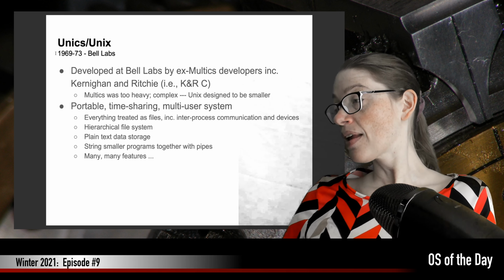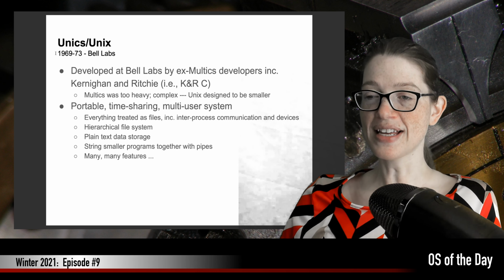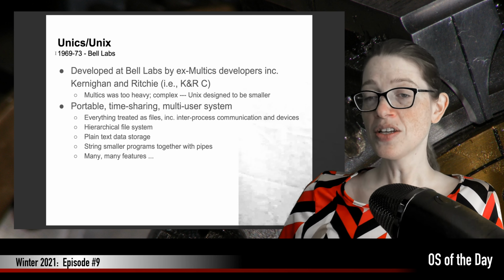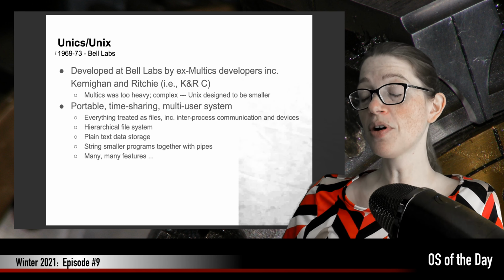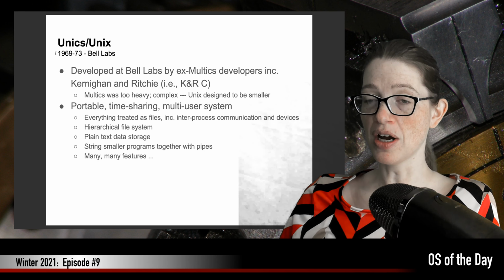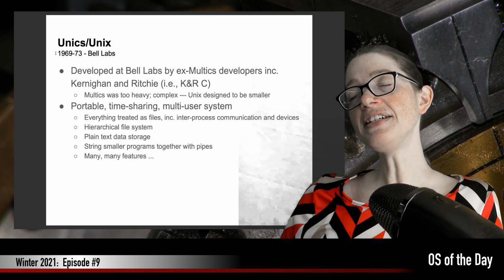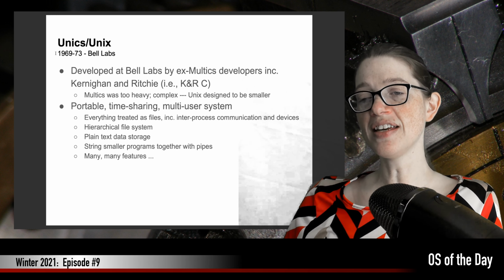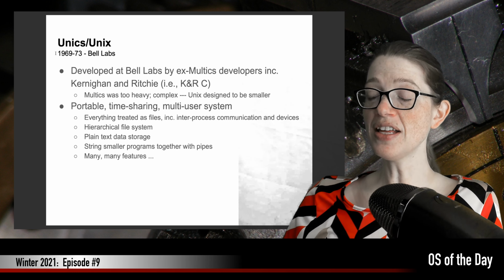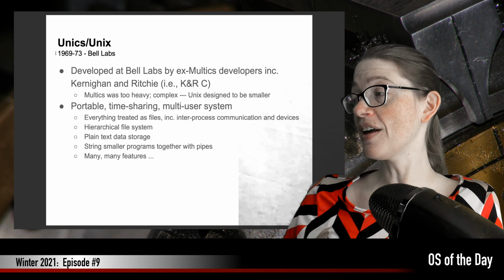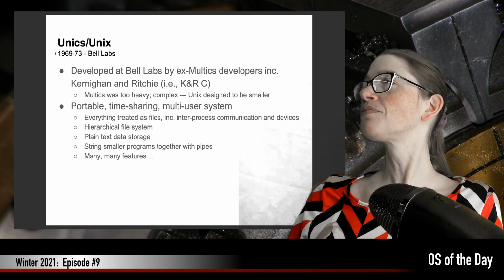So, what does Unix have? Well, what doesn't it have? So, it was a portable operating system, it supported multiple users, and it had preemptive time sharing. And it did something similar to Multics, so it did things like treating things as files, but it went a step further to treat everything as a file, even devices.